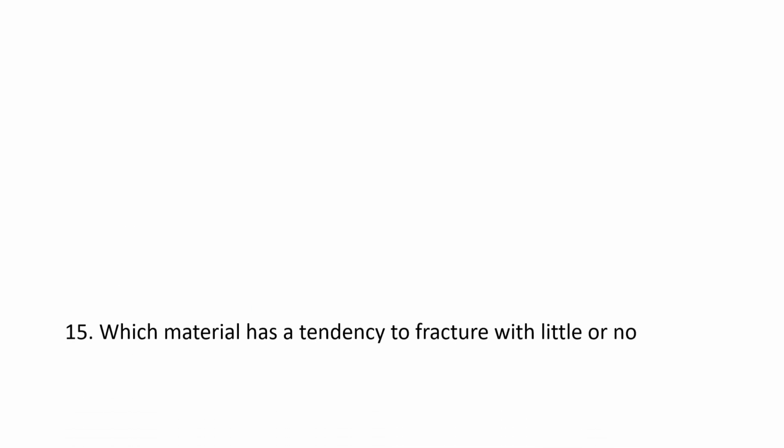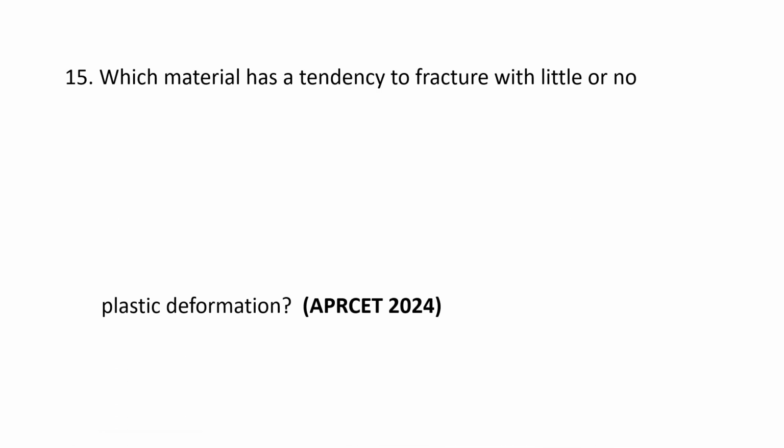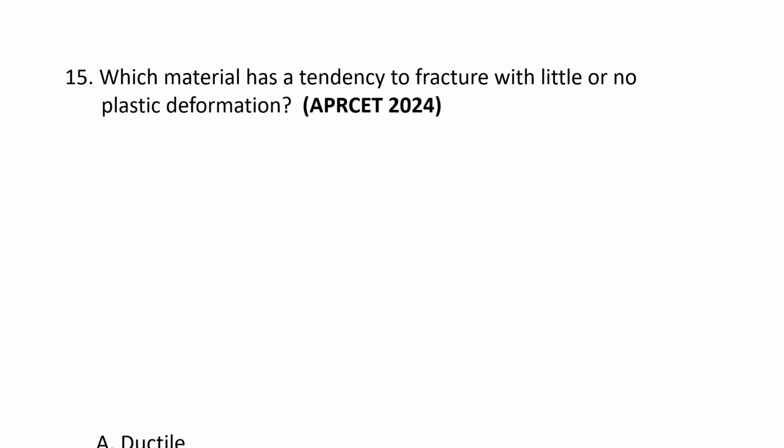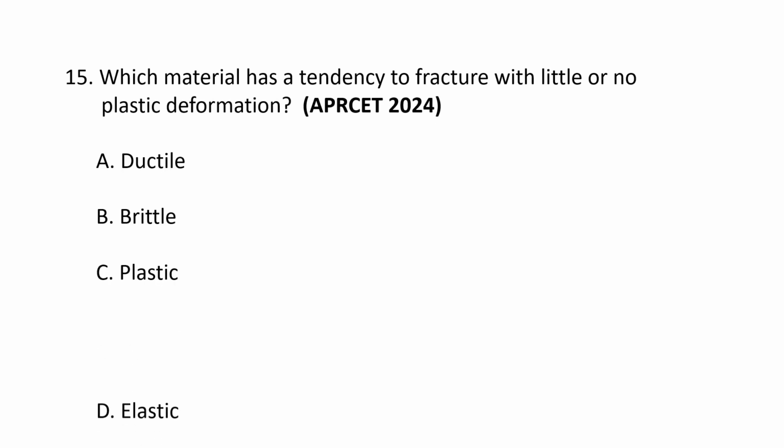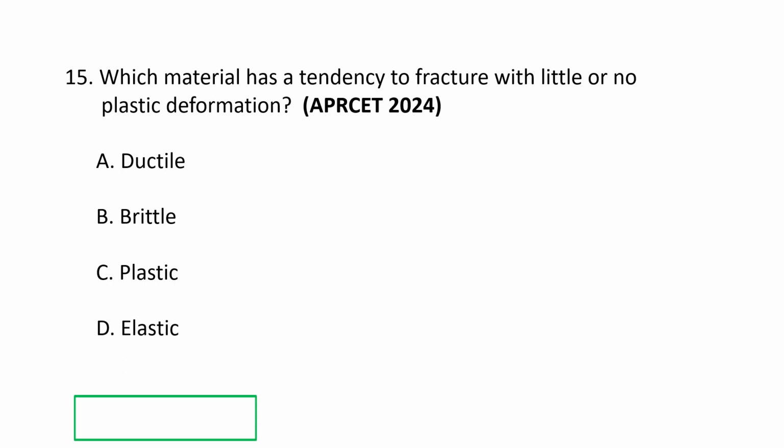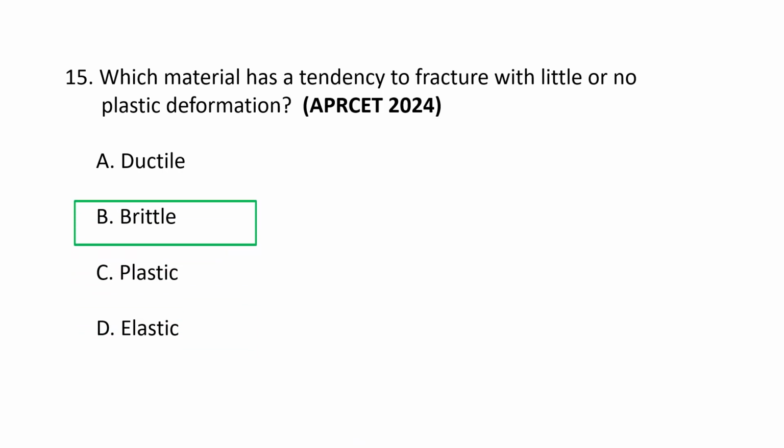Next question. Which material has a tendency to fracture with little or no plastic deformation? The options are A. Ductile, B. Brittle, C. Plastic, and D. Elastic. The correct option goes as B. Brittle.